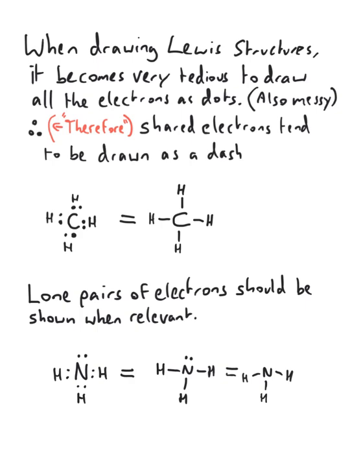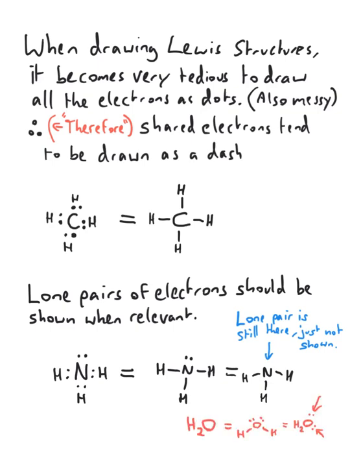But just because the lone pair is not drawn does not mean it's not there. Hence, you need to be completely aware of this for atoms such as nitrogen and oxygen, whose lone pairs have a lot of chemical activity.